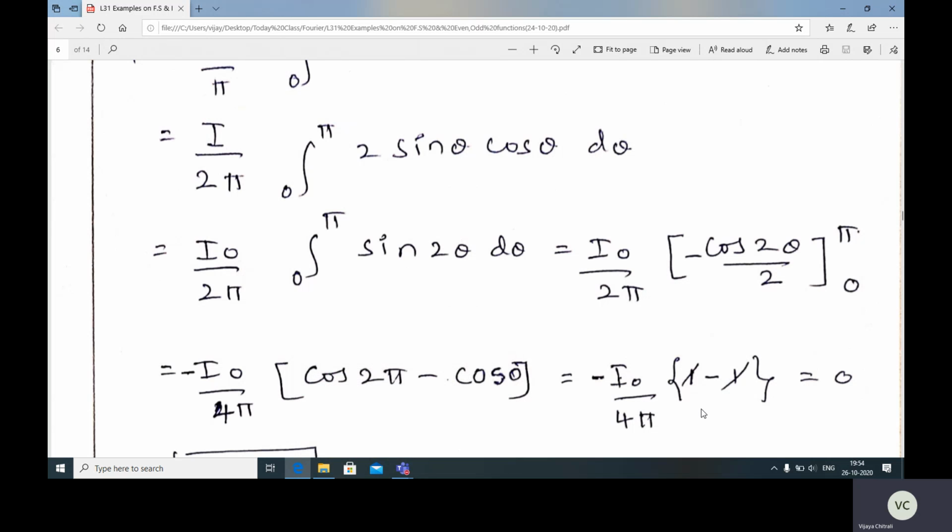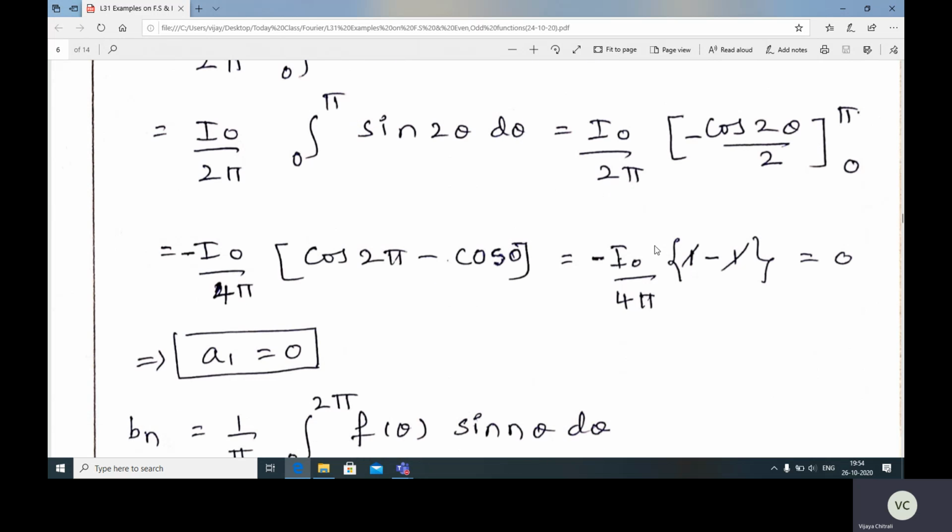So you will get this as plus 1. So the next step will be minus I naught divided by 4 pi. This is 1 and cos 0 is also 1, so 1 minus 1. So plus 1 minus 1 cancels. I naught divided by 4 pi into 0, because plus 1 minus 1 is 0. 0 into something will be 0. So a1 is equal to 0.